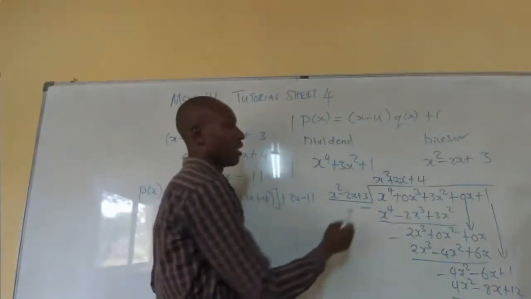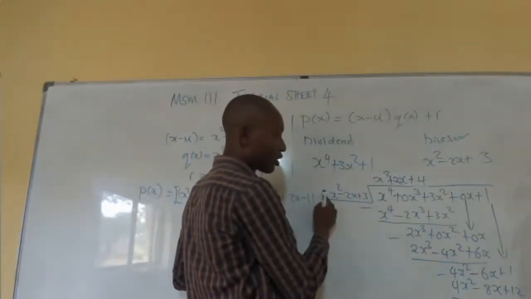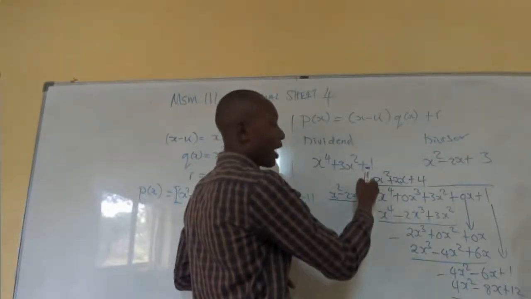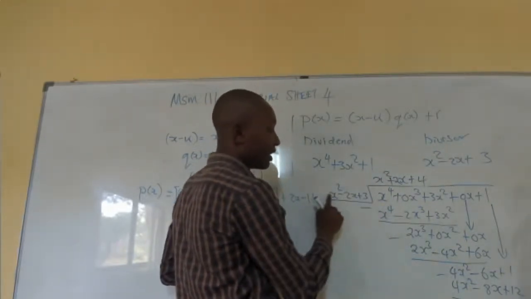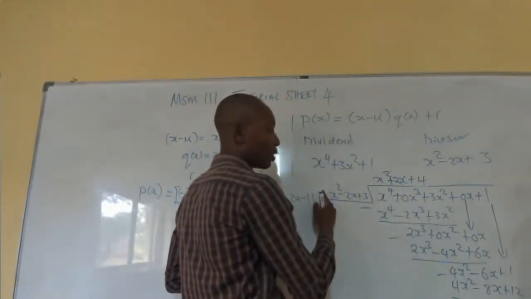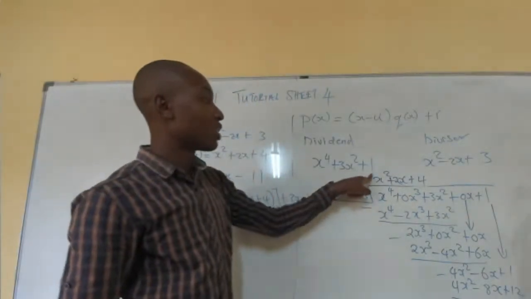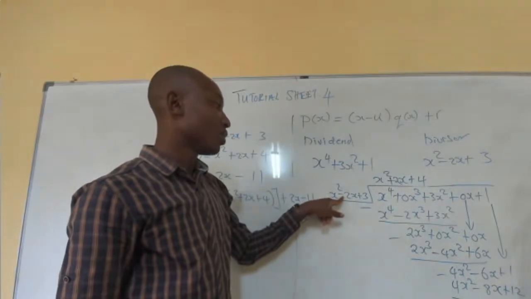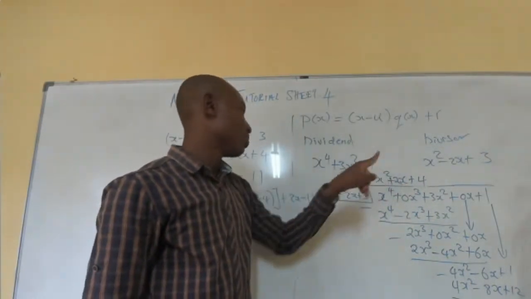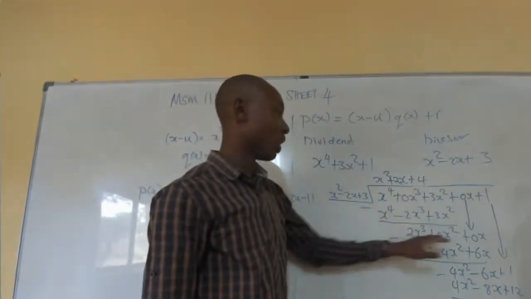An example was given, so we had x squared into x to the power 4, which was x squared. Okay, now x squared was multiplied by the entire divisor to get to this. So we said x squared multiplied by x squared was negative x to the power 4. Then we had x squared multiplied by negative 2x, we had negative 2x cubed. X squared multiplied by 3, we had 3x squared. Then we simply subtracted to get to this.